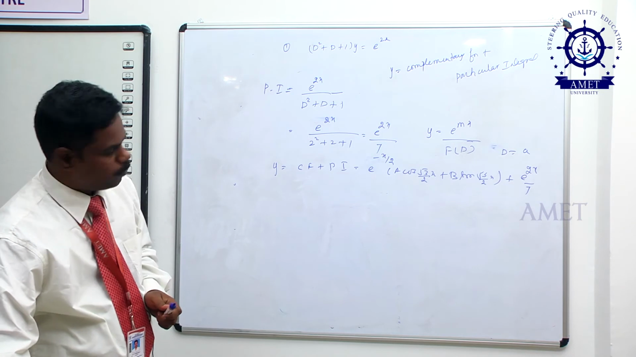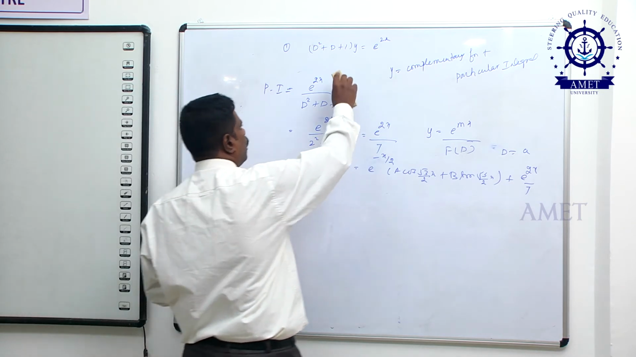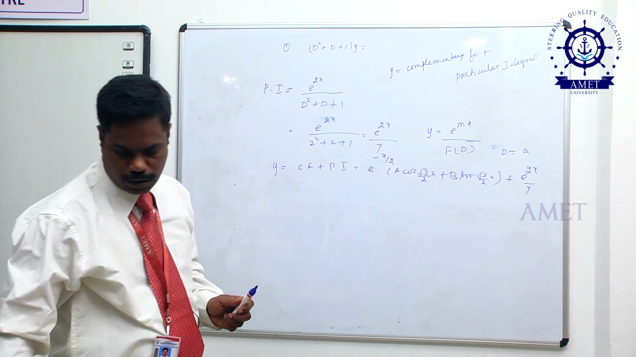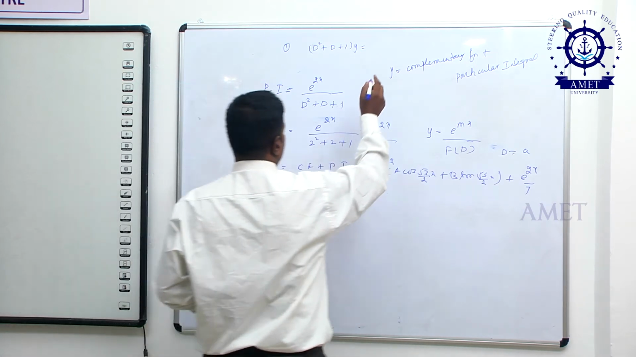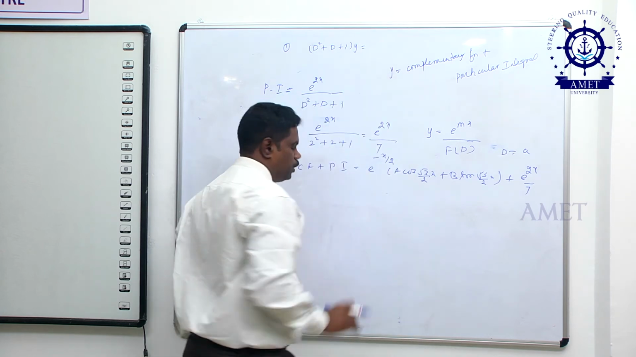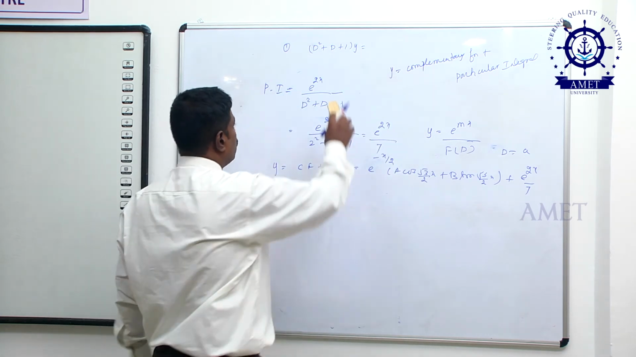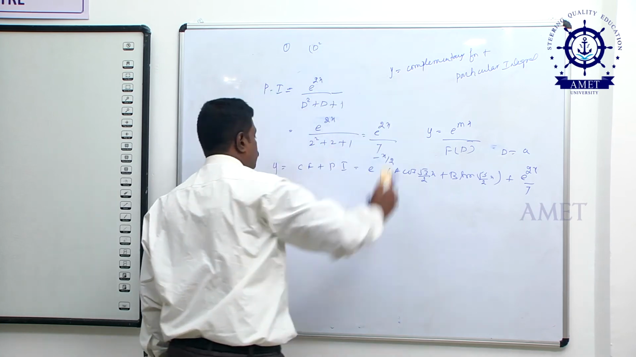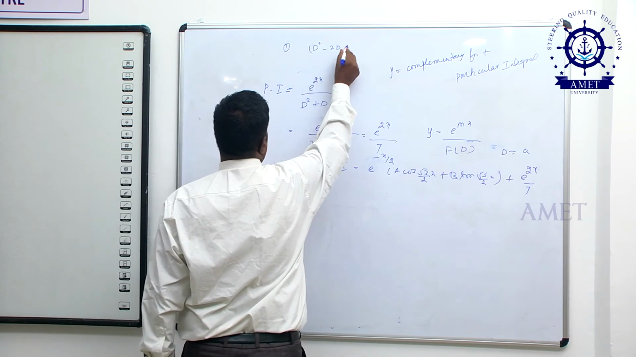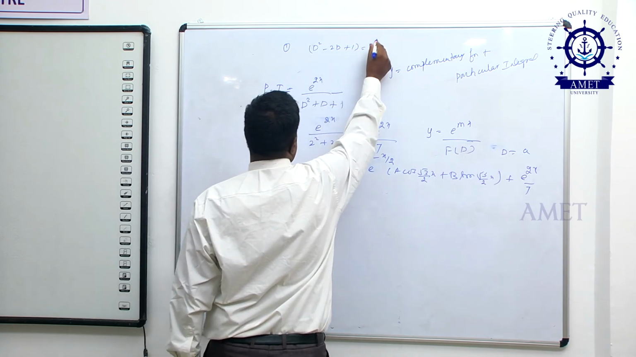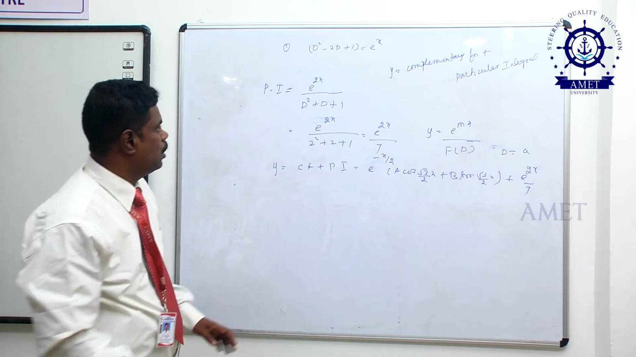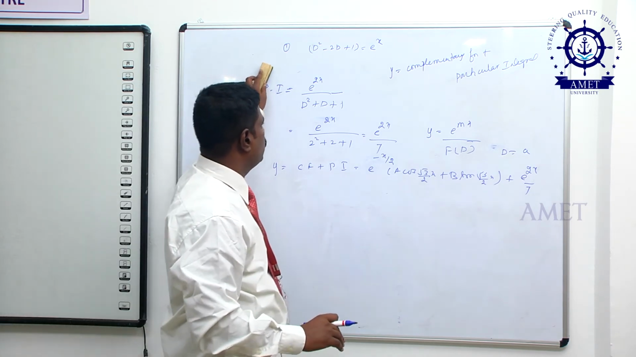Now let us see one more problem. Instead of e power 2x, I am changing the whole function. D squared minus 2D plus 1 into y equal to e power x. This is another category.